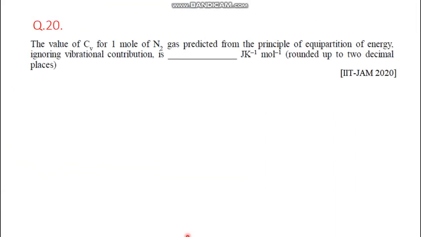One more question here, question number 20. The value of Cv for 1 mole of nitrogen gas predicted by the principle of equipartition of energy, ignoring vibrational contributions. So we cannot take vibrational energy into consideration, and we have to find the value in joule per Kelvin per mole after rounding it up to 2 decimal places.